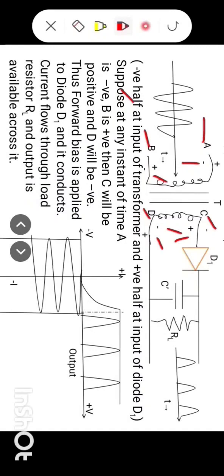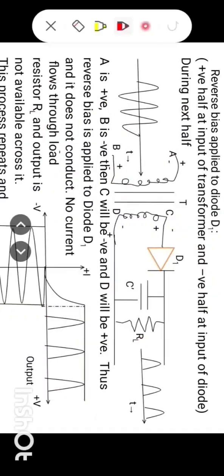In this situation, forward bias is applied to diode D1 and it conducts. You know, under forward bias conditions the diode conducts. So in this situation D1 conducts. Current flows through load resistance RL and output is available across it. It refers to this peak.